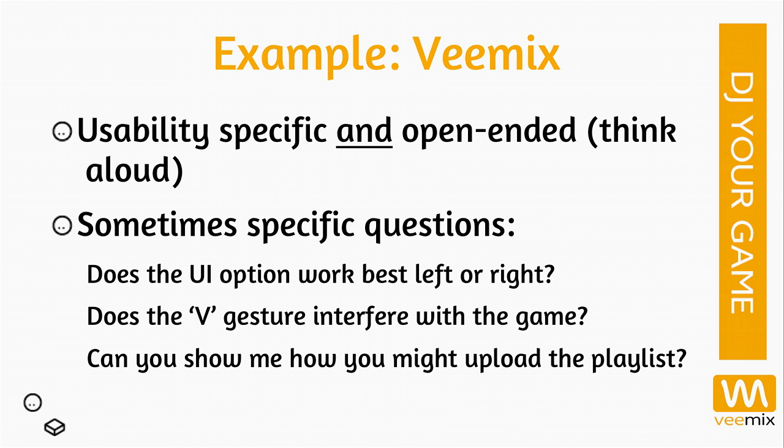We did a lot of usability testing using both specific and open-ended questions. So sometimes we had a very specific question, like we have a custom V gesture on screen. We wanted to make sure that that wasn't going to interfere with anybody's game controls. So we had players drawing out all kinds of different sizes of Vs, seeing if that interfered with any of the functionality of the gameplay mechanics.